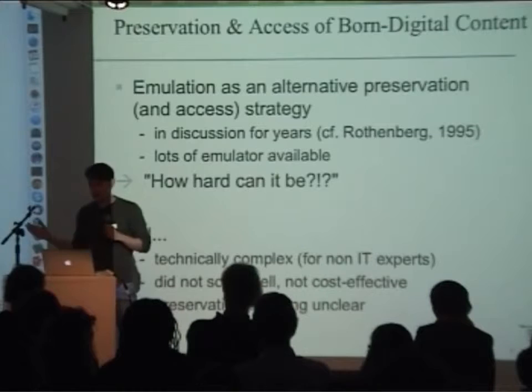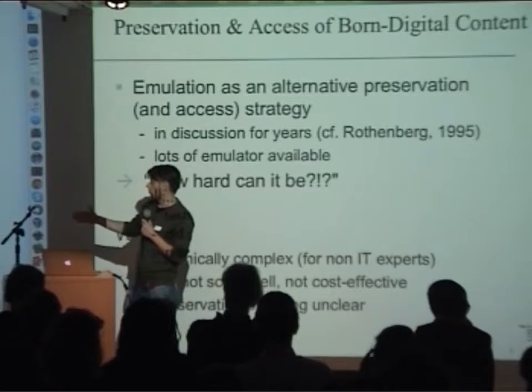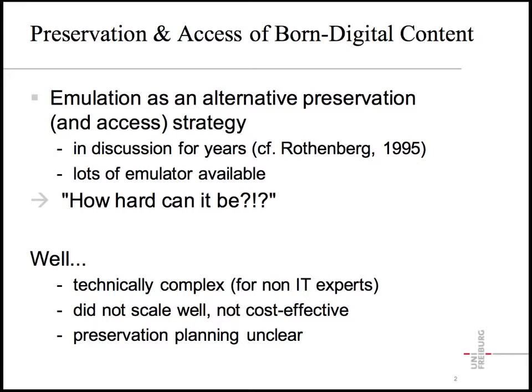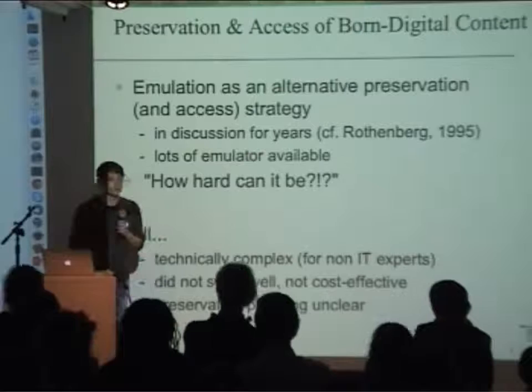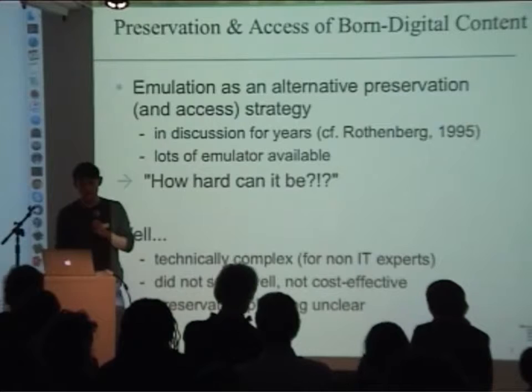And well, the most critical point, especially in the archiving and the library communities, is that preservation planning is pretty much, or was pretty much, or still is pretty much unclear. Emulators are software as well, and they are born digital content as well. So they are also prone to the same problems your art pieces or other born digital content is prone to: digital obsolescence.